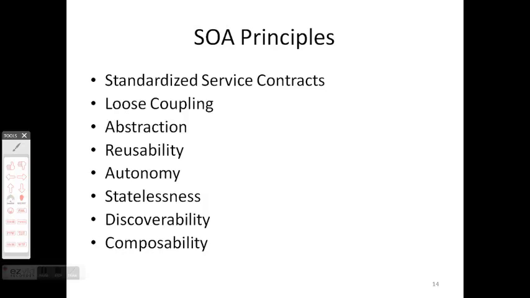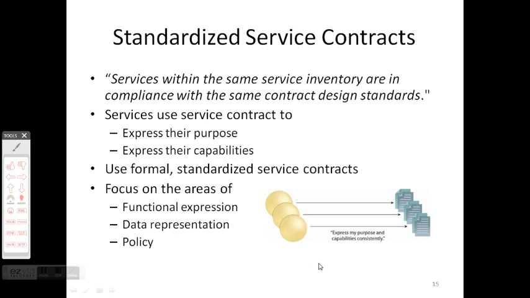It has statelessness. That means there is no constant communication or constant connection between the service user and the service provider. It has to be discoverable, so the service users have to be able to discover existing services throughout your organization or perhaps throughout the internet. It has to have composability. That means the service has to be designed in a way that makes it possible to be composed into more complex services.